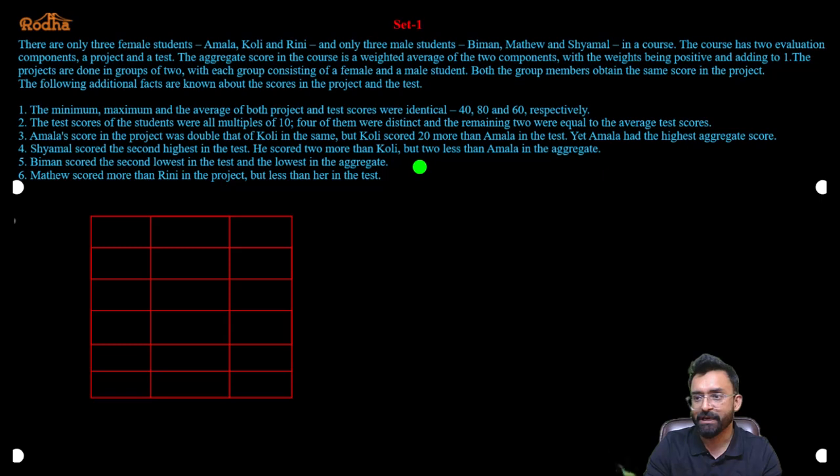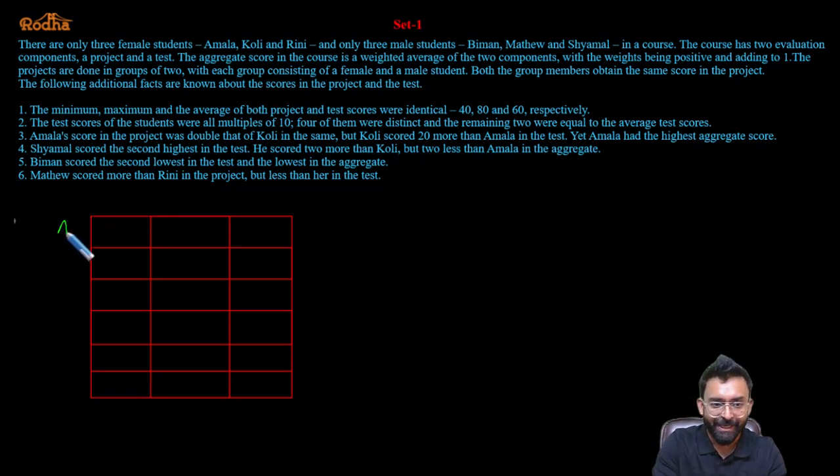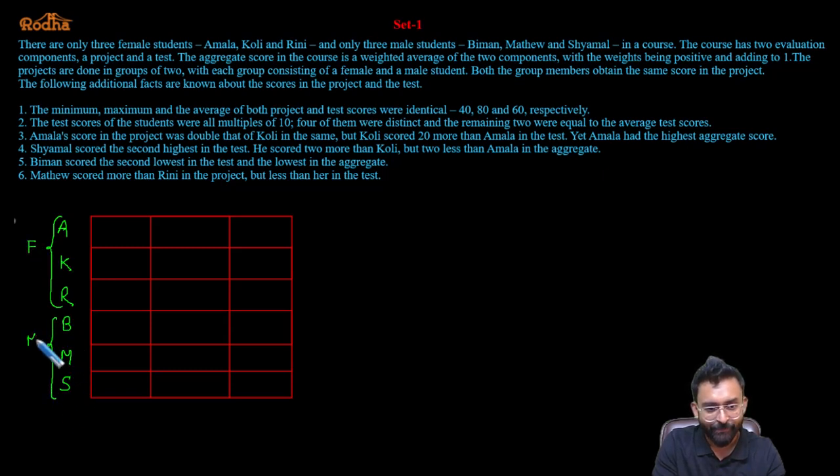So there are people, the names of the people are A, this is K, this is R. I'm taking the first letter of their names. B, because all of them are different. That is M, and that is S. These are females and these are males. So this is a project, this is test, and this is aggregate score. That's what we have here. If the weight of this is x, then what will be the weight of this? 1 minus x. The summation is given to us, which is 1.